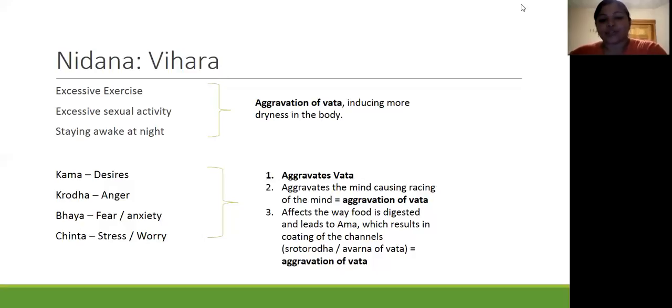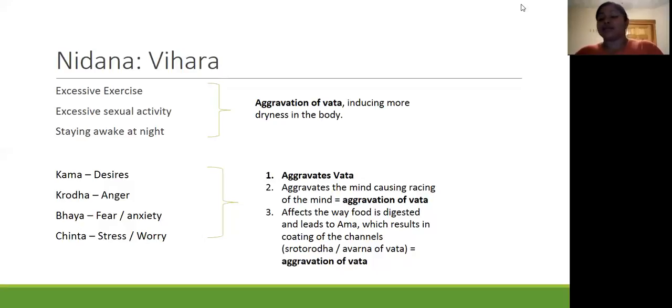They also tend to aggravate the mind by causing racing of the mind, therefore again aggravating vata. And it also affects the way our food is digested. Remember we were talking about how our emotions affect how our food is digested. So not only does it directly aggravate vata, but indirectly it's still aggravating vata. In this manner, by affecting the way our food is digested, it can lead to ama, because this is one of the causative factors for ama.